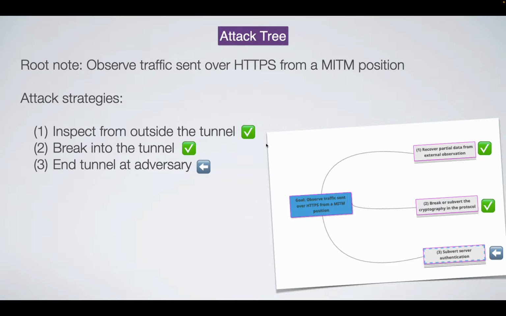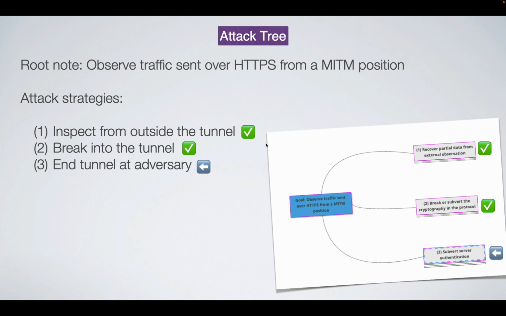Okay, so attack tree, recall, we're trying to break into the middle to just read what's going over the tunnel. We can look at the outside of the tunnel and try to infer the information, even though we're not trying to break it. We can try to break into the tunnel itself. And the final thing we can do is try to get the tunnel pointed at us.